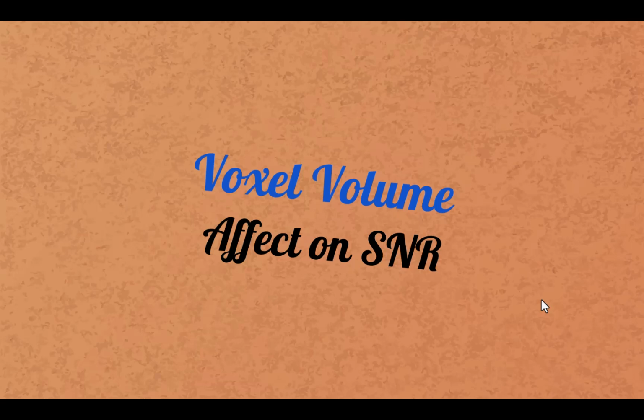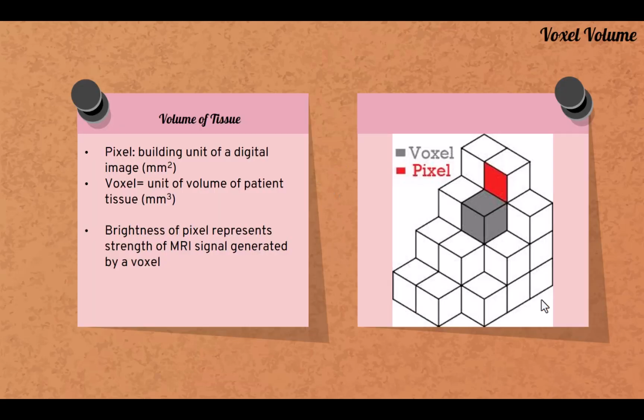Voxel volume and its effect on SNR. Let's define a pixel and a voxel. A pixel, which you can see here in red, is the building unit of a digital image, and its unit is millimeters squared. A voxel, which you can see here in gray, is a unit of volume of patient tissue, and the unit is millimeters cubed. The brightness of the pixel represents the strength of MR signal generated by the voxel. So you can think of it as how many hydrogen spins within this unit of voxel will be represented by the shade of gray that is produced on this pixel.